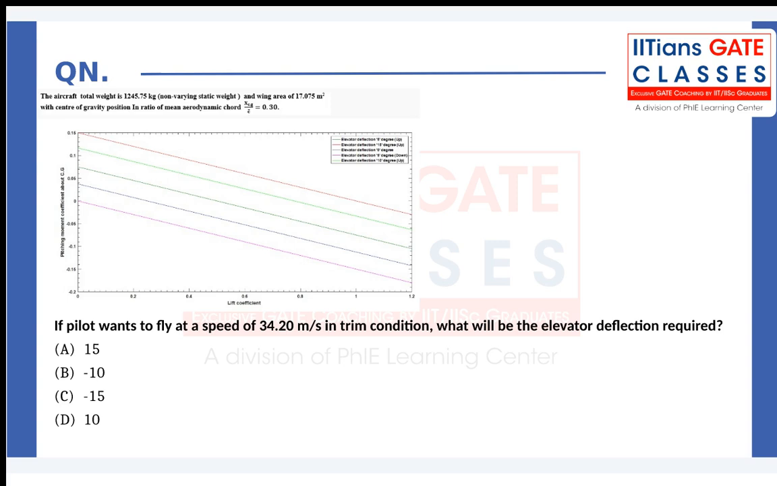So first step, CL trim is 2W by rho V trim squared S, and note that your velocity is different from the previous case, okay? And that comes to, find out CL trim first and then tell me how you'll find out elevator deflection. So your graph that's given to you is CM versus CL, and they've given it to you at multiple elevator deflections. Try doing it.